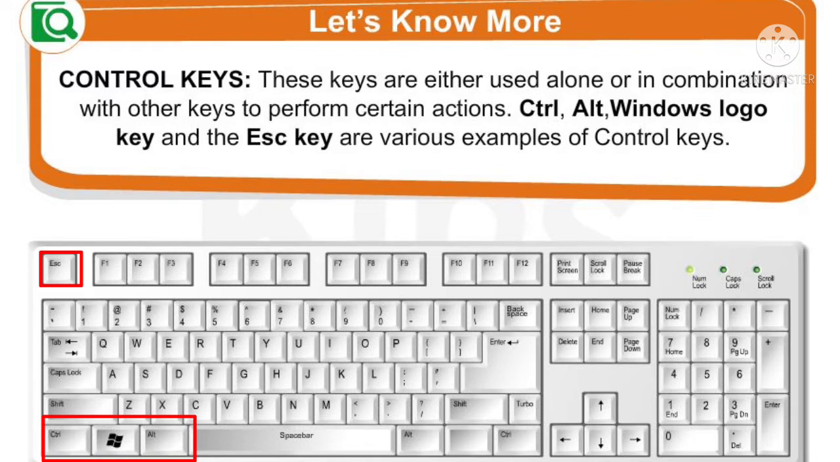So the control key is used with the alphabet keys to perform some actions. For example, you can save your data in Word or MS Paint with the use of Ctrl plus S key. In the same way, Ctrl plus C key is used to copy and Ctrl plus V key is used to paste. So these keys are also known as the shortcut keys. These are all shortcut keys to perform a specific task.